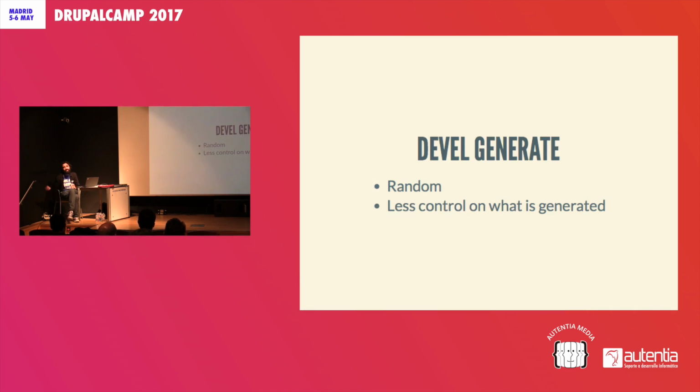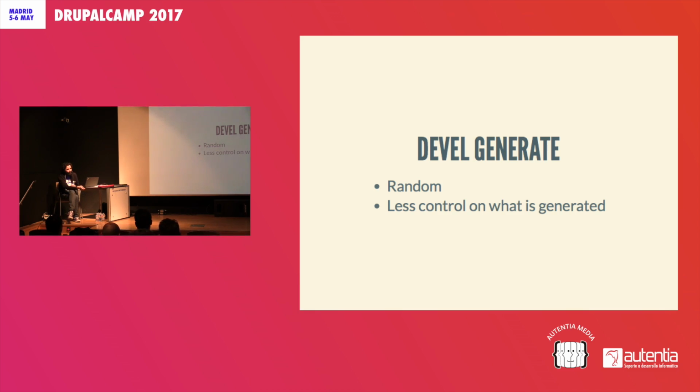And the second thing, well, this is my history. That's how I went about creating default content. Then I discovered Devel Generate. But it's very random. It has some nice integration, like, for example, if you're a cat person, it can create a lot of cat images around your website, and it's very cool. But you don't have much control over what is created.